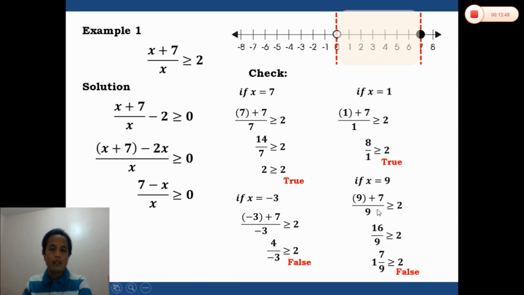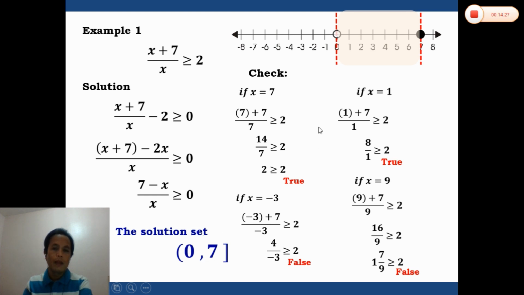So since 9 will give us a false statement, that means all the values that are found on this region will give us a false statement. So from 8 or 7.5 up to positive infinity will give us a false statement. So meaning our solution set for this inequality is illustrated in this illustration. So to write the interval notation for this solution set, we can have 0 up to 7.